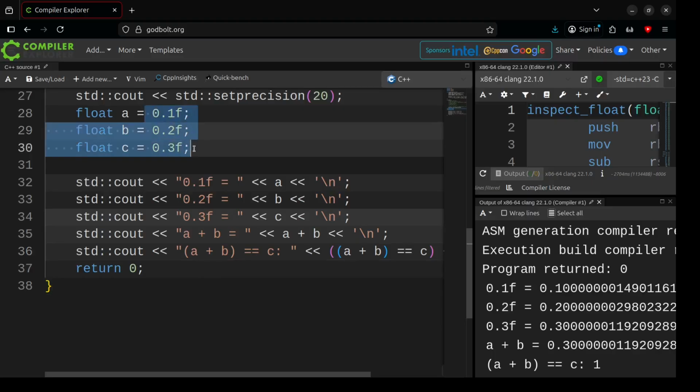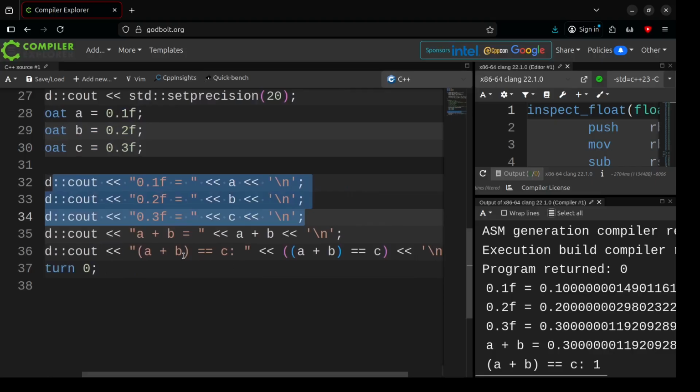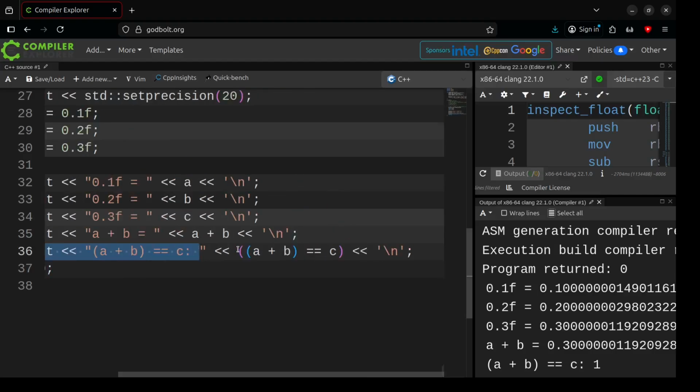Basically, we have these three numbers. We print them to see exactly how big they are. Then we print the result from A plus B. And then on this one, we compare A plus B equals C, and we will either get 0 or 1. 0 if it's not true, 1 if it's true.